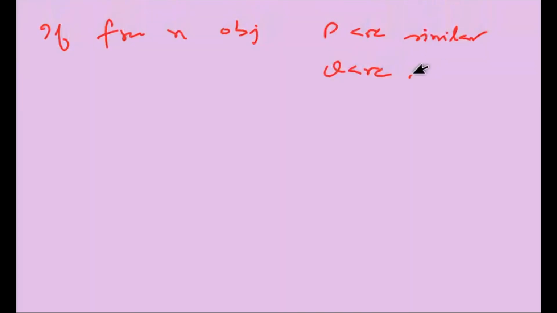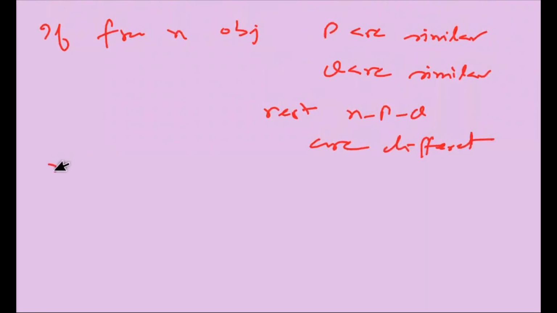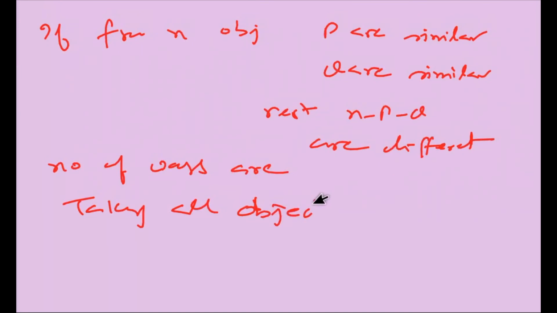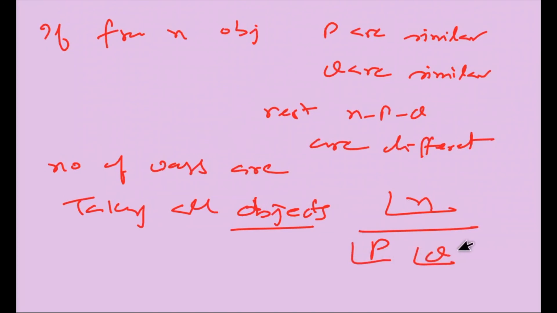Okay, so what is our formula? If from n objects P are similar, Q are similar, and the rest n minus P minus Q are different, the number of ways taking all letters, all objects, is factorial n upon factorial P, factorial Q, and so on.